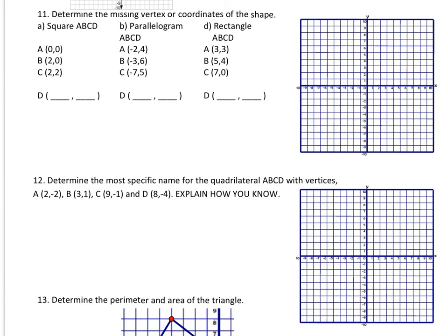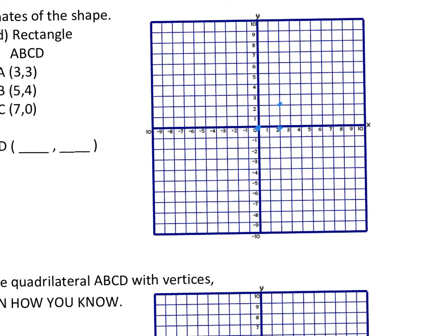Next one, we're finding the missing coordinates of the shape. So the first is a square, ABCD. So I could plot those points. And in plotting them, I could see that the fourth point of the square would have to be at 0, 2.